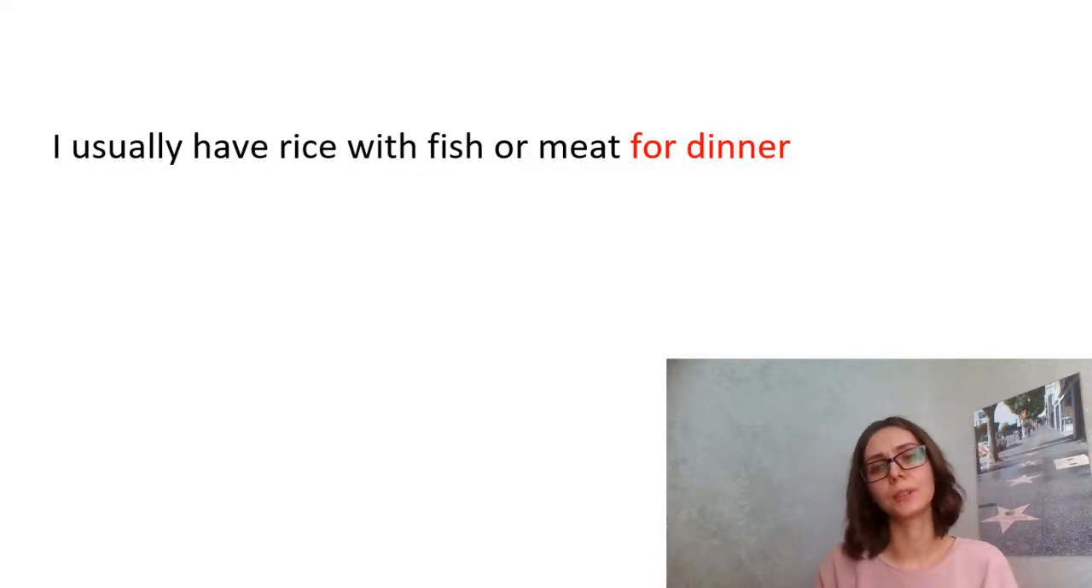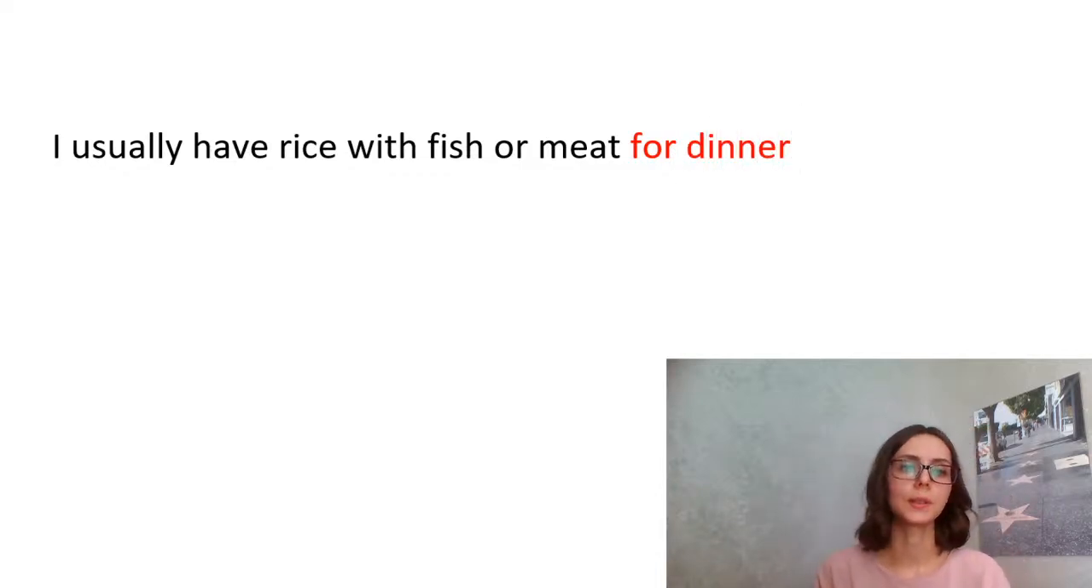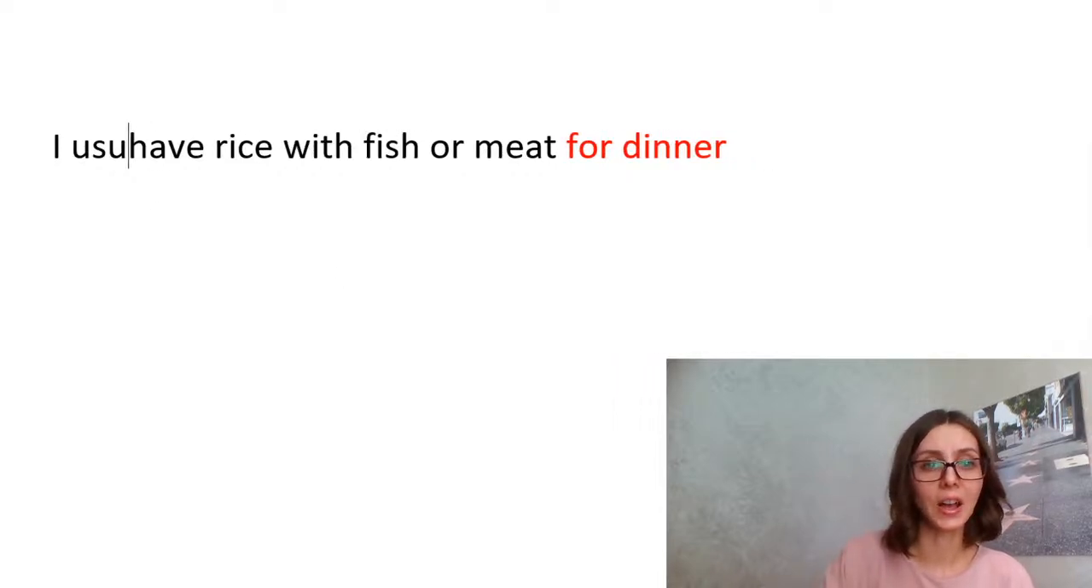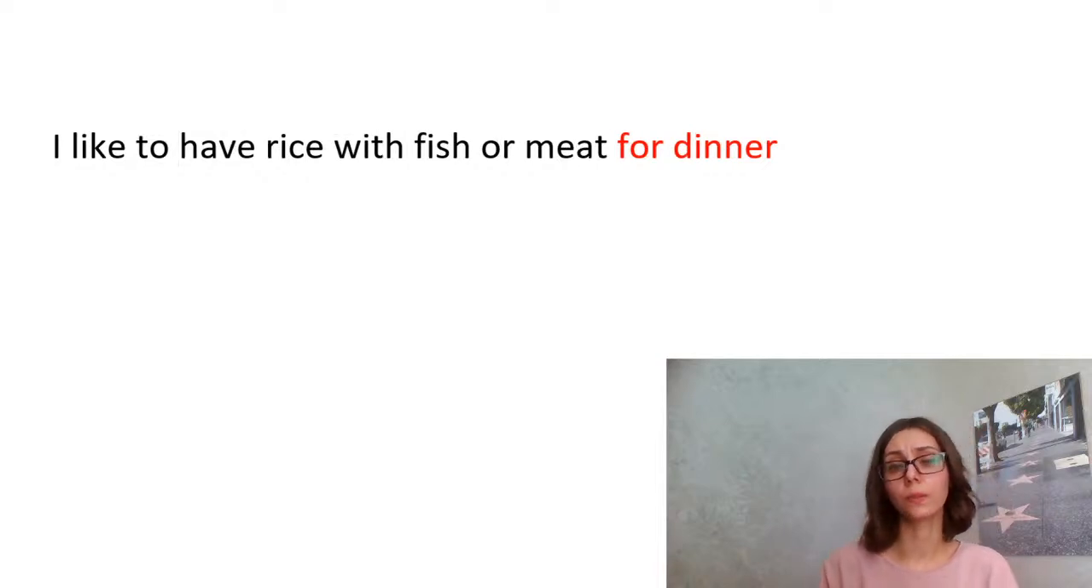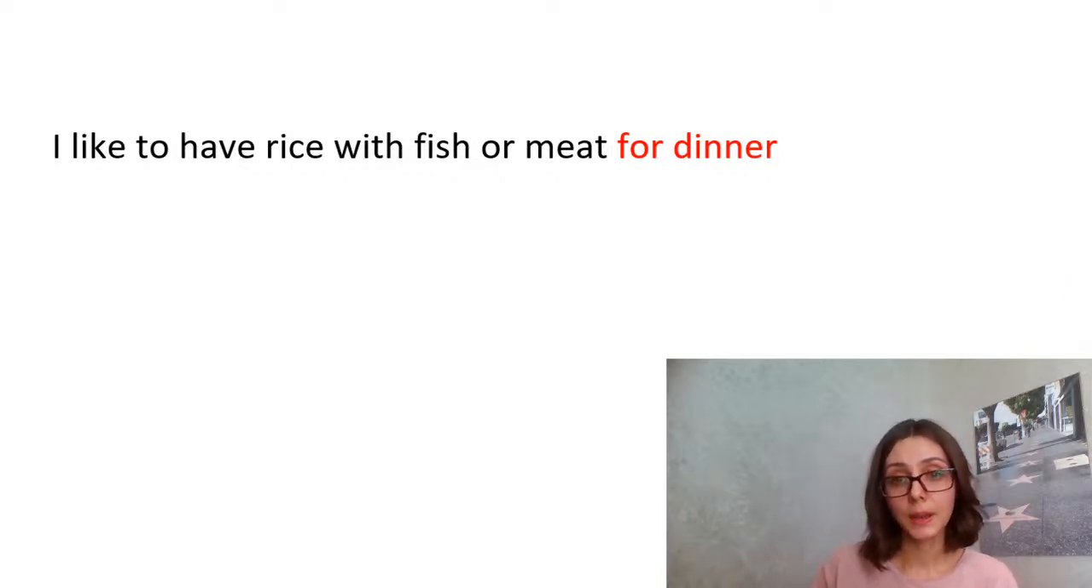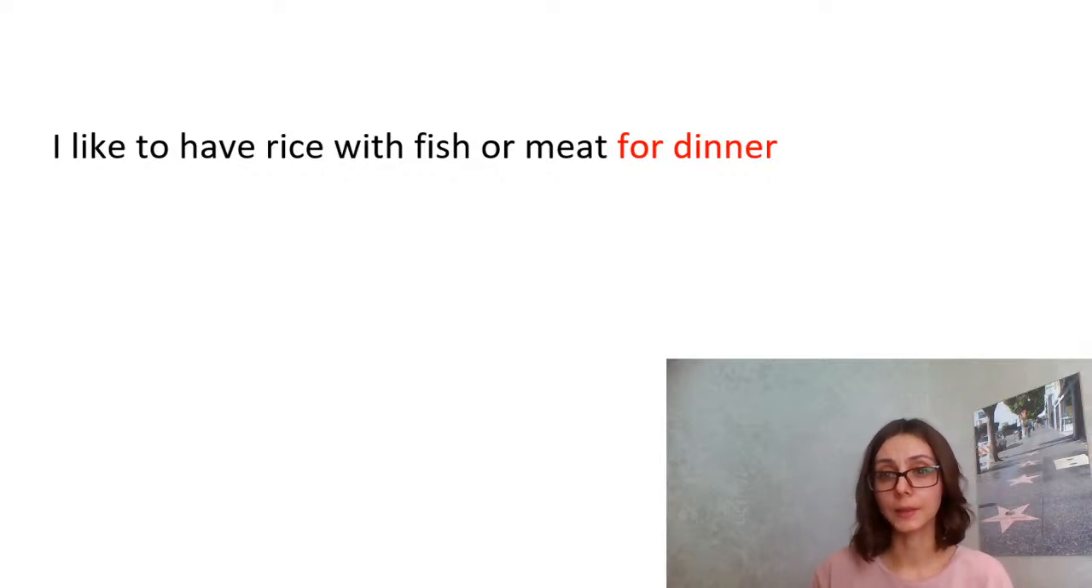Of course, I can have different food, but this is just an example. So I can say I like to have rice with fish or meat for dinner. And how about you? So Victoria usually has some vegetable salad and rice for dinner. Kate has salad for dinner. So salad is spelled with D. Make sure it's salad.